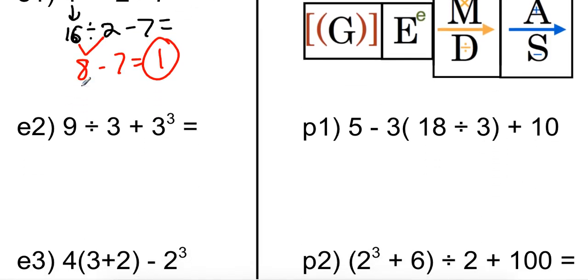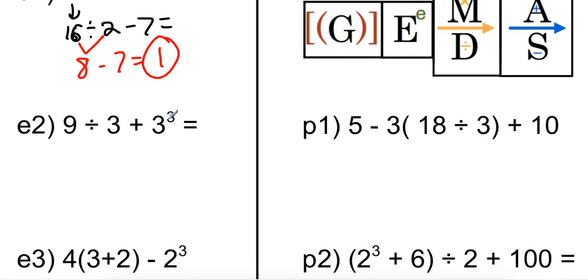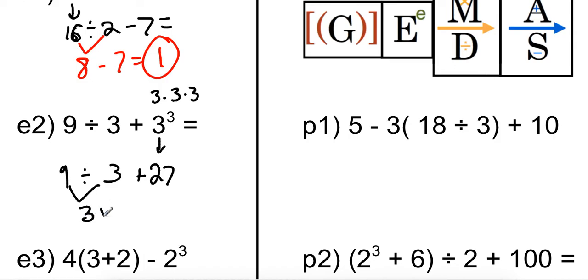In our next example, we have 9 divided by 3 plus 3 squared. Again, we take care of our exponents first. So we have 3 to the 3rd power, which is the same thing as 3 times 3 times 3. This will give me 27. I drop down everything else. I want to take care of division first, so 9 divided by 3 gives me a quotient of 3 plus 27, which will just give me a solution of 30.